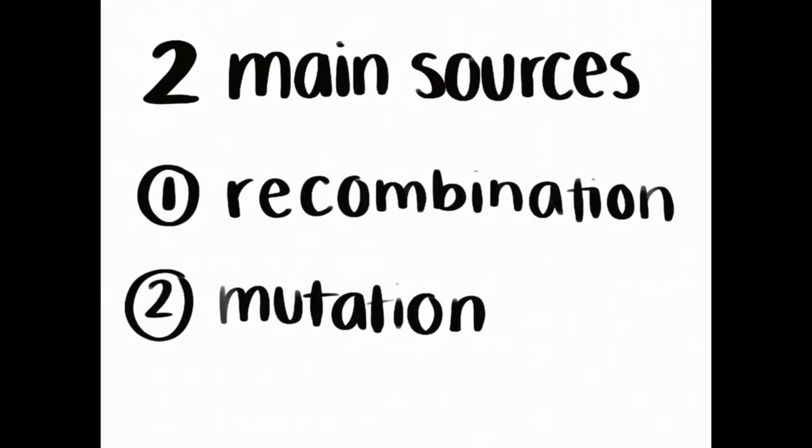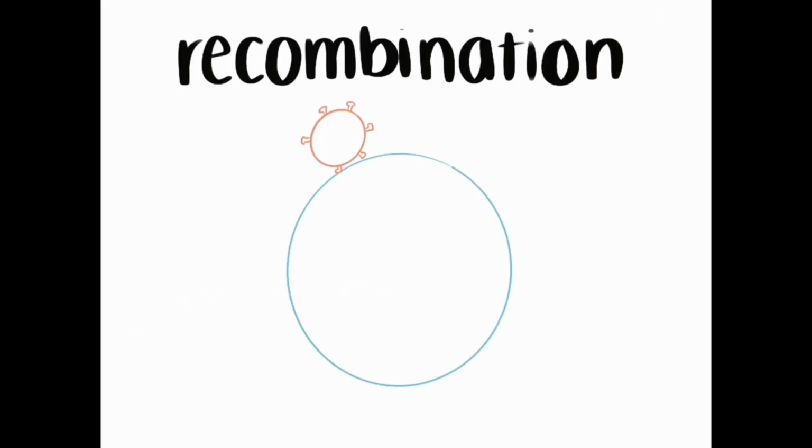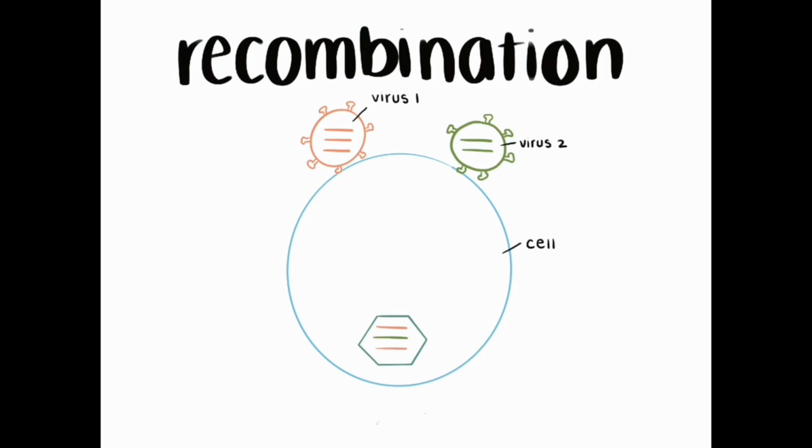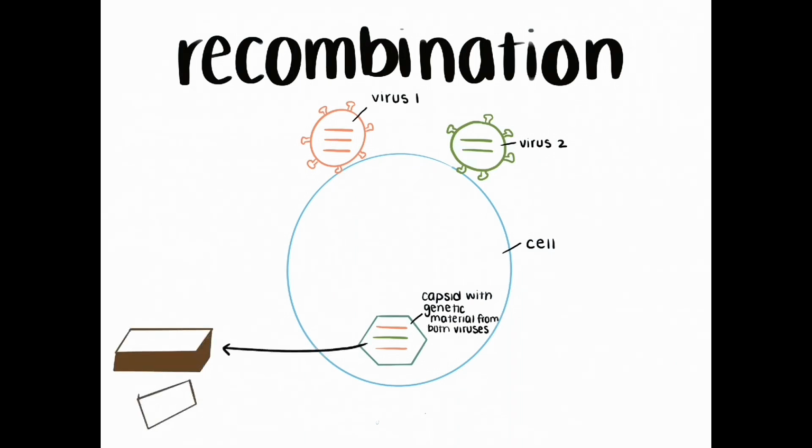There are two main sources: recombination and mutation. Recombination occurs when two viruses infect the same host cell and accidentally stuff some genetic material from both viruses into the same capsid. This is similar to a shoe factory that mistakenly packages two different types of shoes into the same shoebox to be sent out.